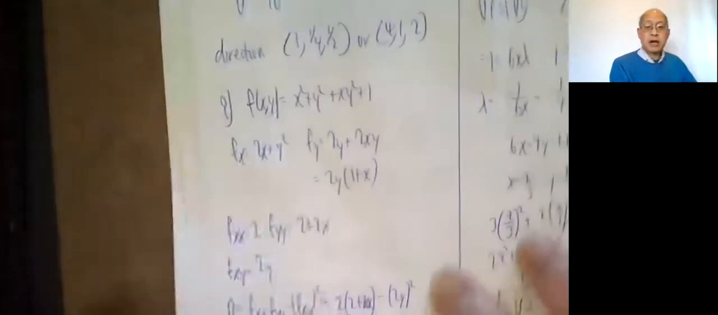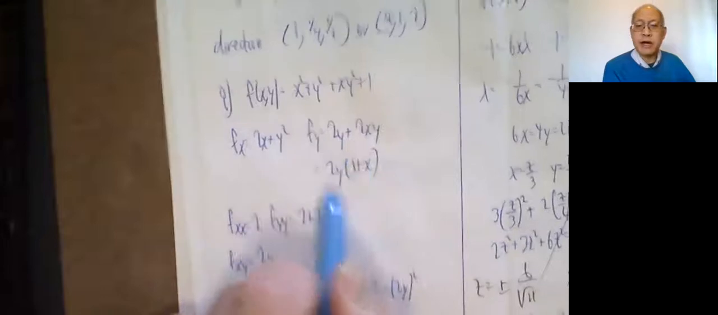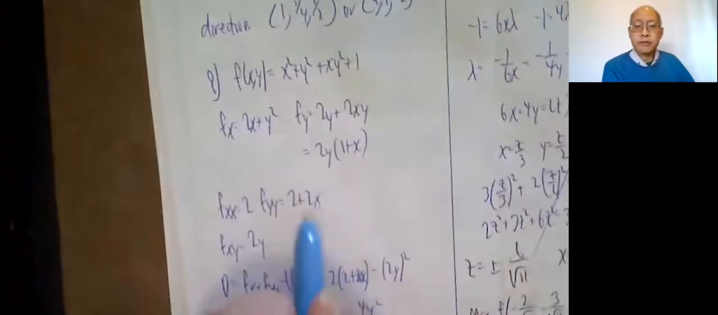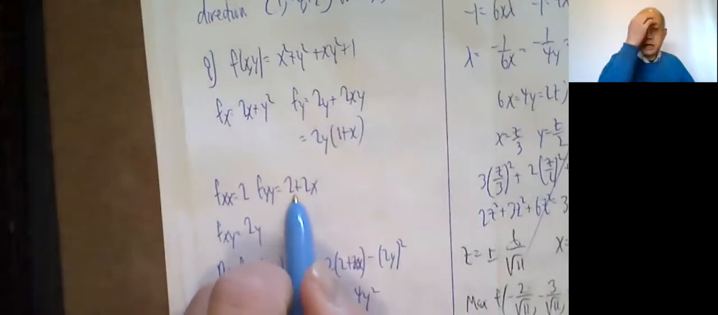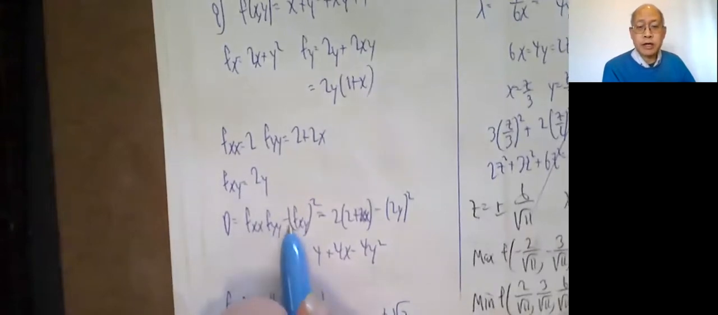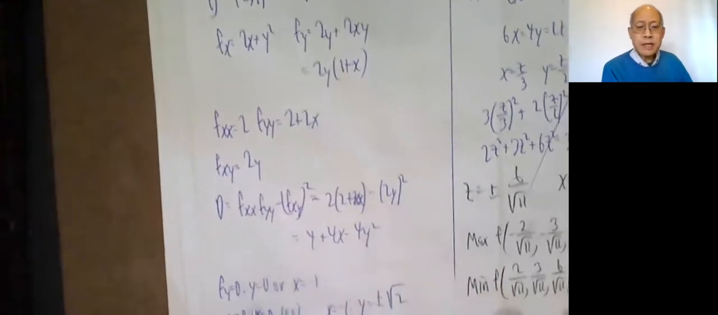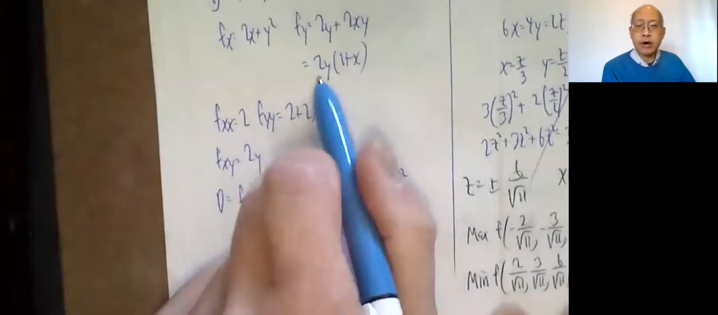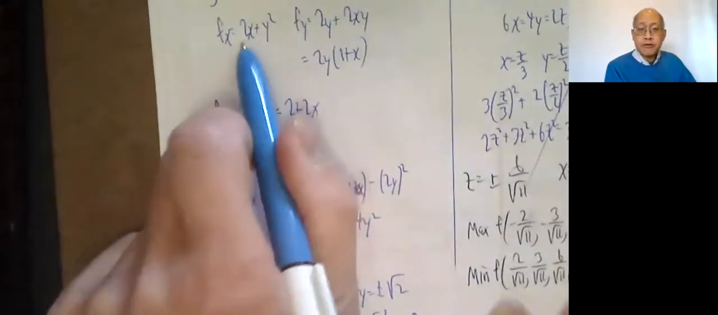Okay, number 9. fx is 2x plus y squared. fy is 2y plus 2xy, which factors into this. Okay, fxx is 2, fyy is 2 plus 2x, and fxy is 2y. So the D is fxx fyy minus fxy squared, 4 plus 4x minus 4y squared. If I set fy equal to 0, I get y equals 0 or x is negative 1. If y equals 0, then that forces x to be 0.